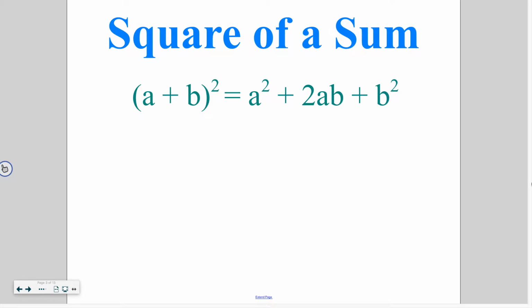So our first special case is called the square of a sum. So I've got a plus b, and then outside I've got this exponent of 2, or I'm squaring it. So the shortcut for this, instead of writing it out and doing a plus b times a plus b and going through and doing FOIL, which is something that you could do, there is a shortcut for how to solve this problem. The shortcut formula is right here.